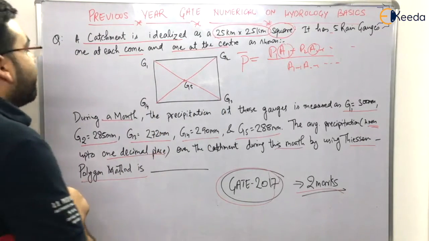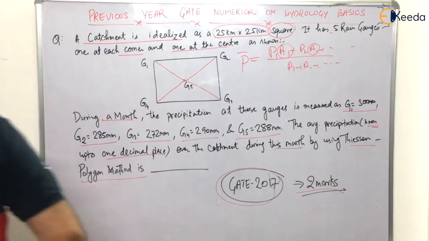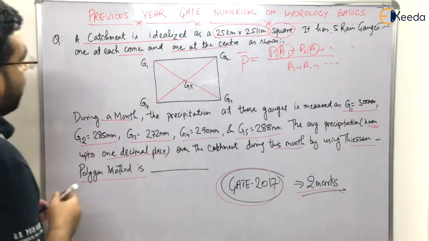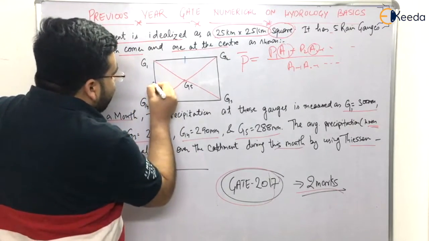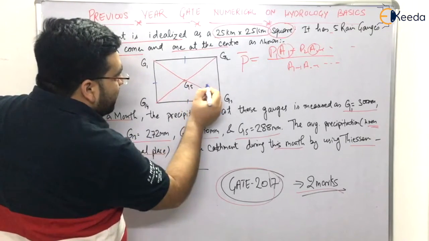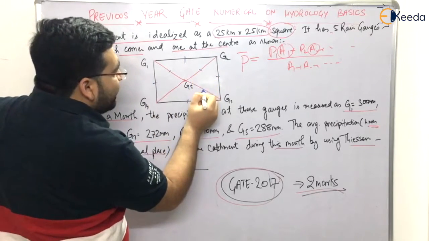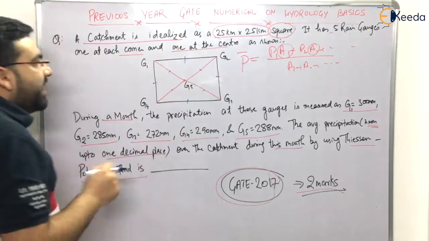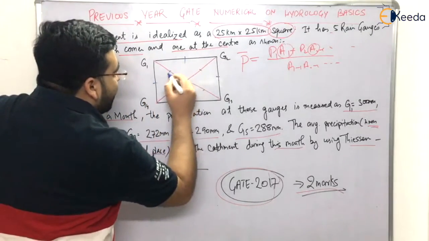Now the next part would be to determine the perpendicular bisectors. So let me use another marker. This is a perpendicular bisector. This will also be a perpendicular bisector. This will be a perpendicular bisector. This will also be a perpendicular bisector. Here also we will have a perpendicular bisector. This and this. Now the next step would be to join the perpendicular bisectors.